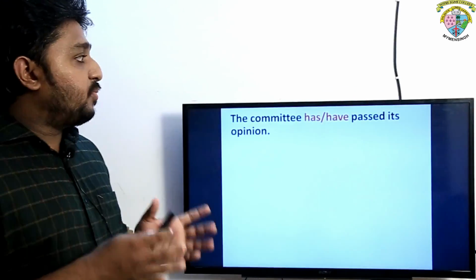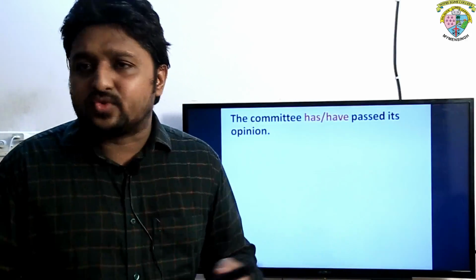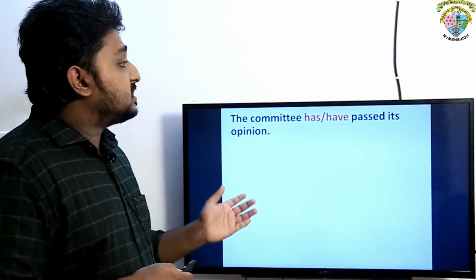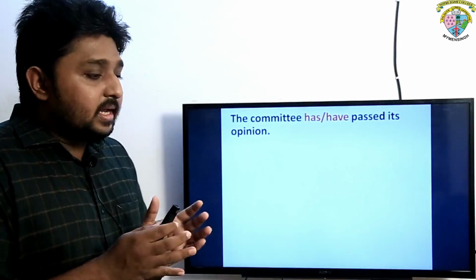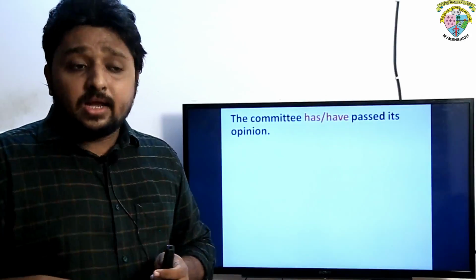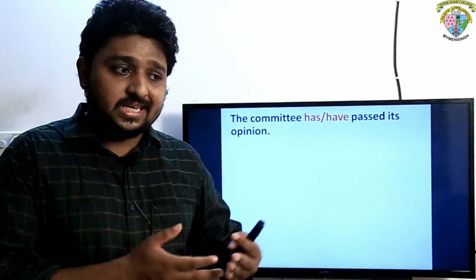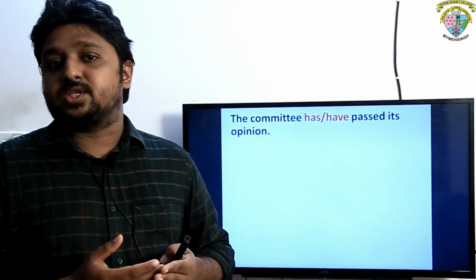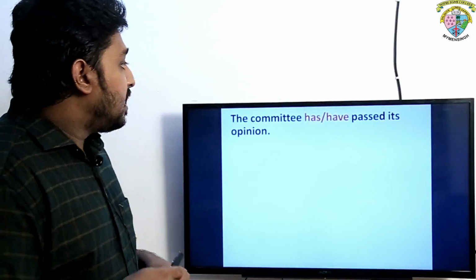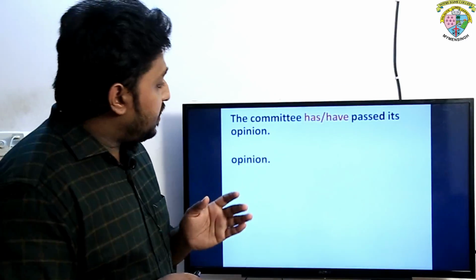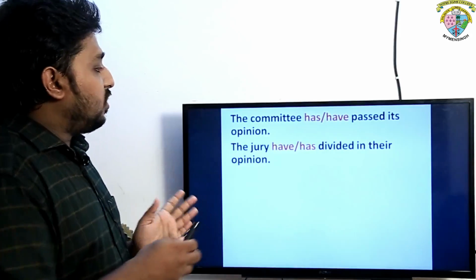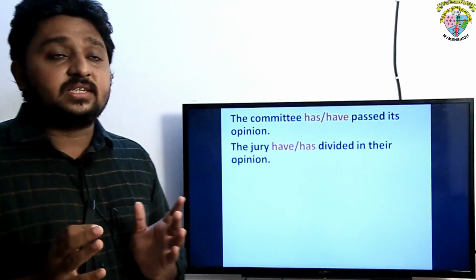I know that you have read from class 2, class 3. So here you can see the community has or have passed its opinions. Normally the collective noun, when the collective noun acts as subject, it normally receives both of the verbs. It can receive singular verb, it can receive plural verb, but there is slight difference that we have to understand. Look, the committee has or have passed its opinion. The jury have or has divided in their opinion. What is the slight difference?